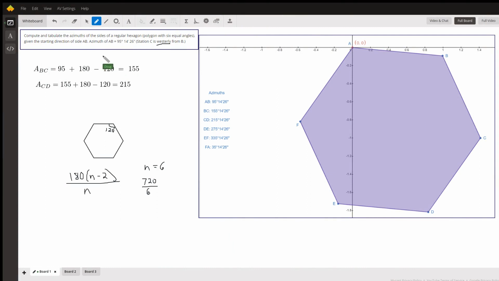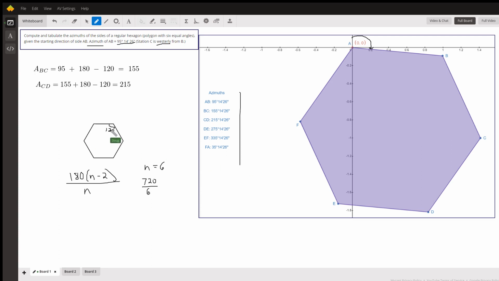Okay, we're asked to calculate the directions or the azimuths of each side of a regular hexagon, given that the side AB has this direction, 95 degrees. That's from north. So this angle right here is 95 degrees, 14 minutes, 26 seconds. And here's the list of the azimuths. Question is, how do we calculate those?